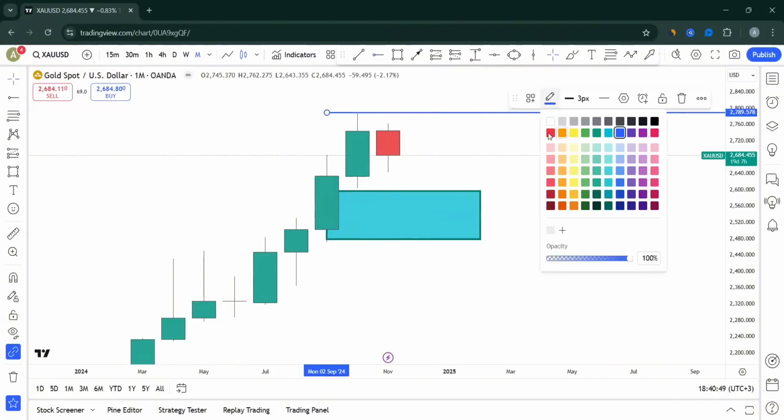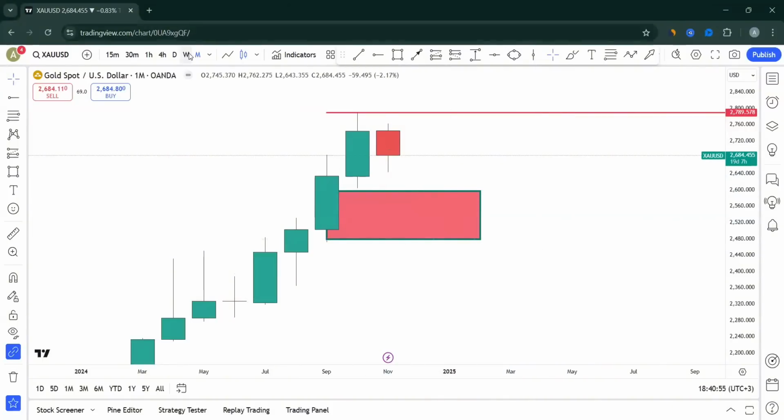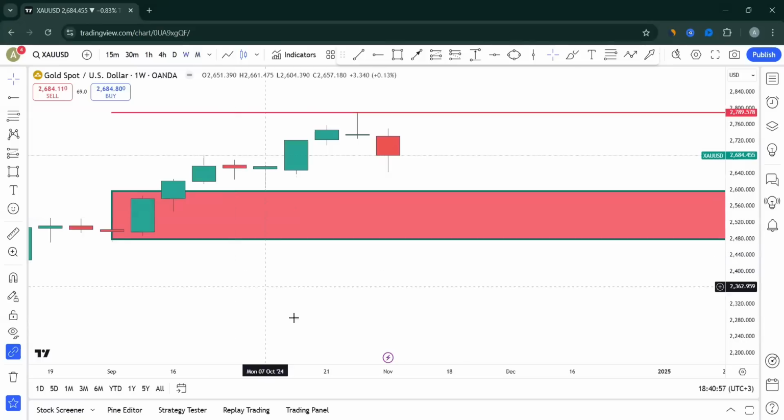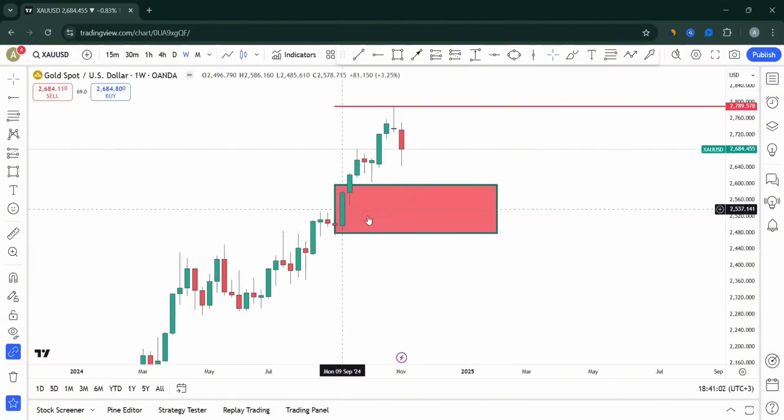I'm just going to change the colors. I like using red in the monthly time frame. Allow me to just change the color here. So now let's go down to weekly. Now we're just going to work exactly with these levels that we have marked in the monthly time frame. Now, if you observe, this is what we have in the monthly time frame that we are just going to work with. This is the highest point we marked in monthly.